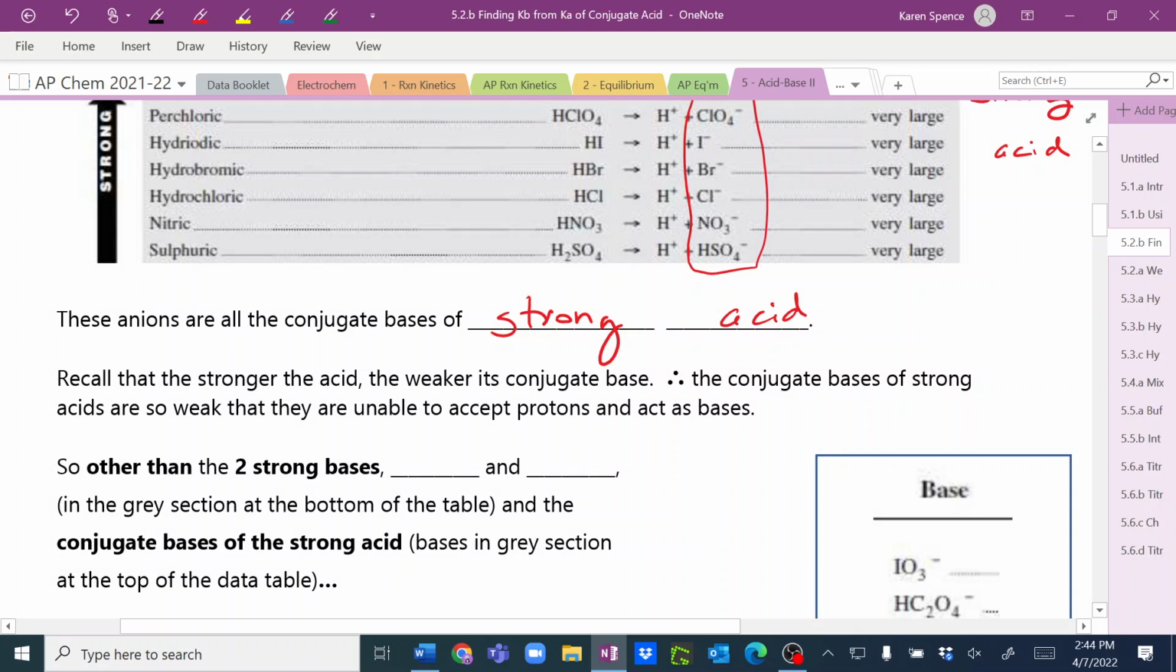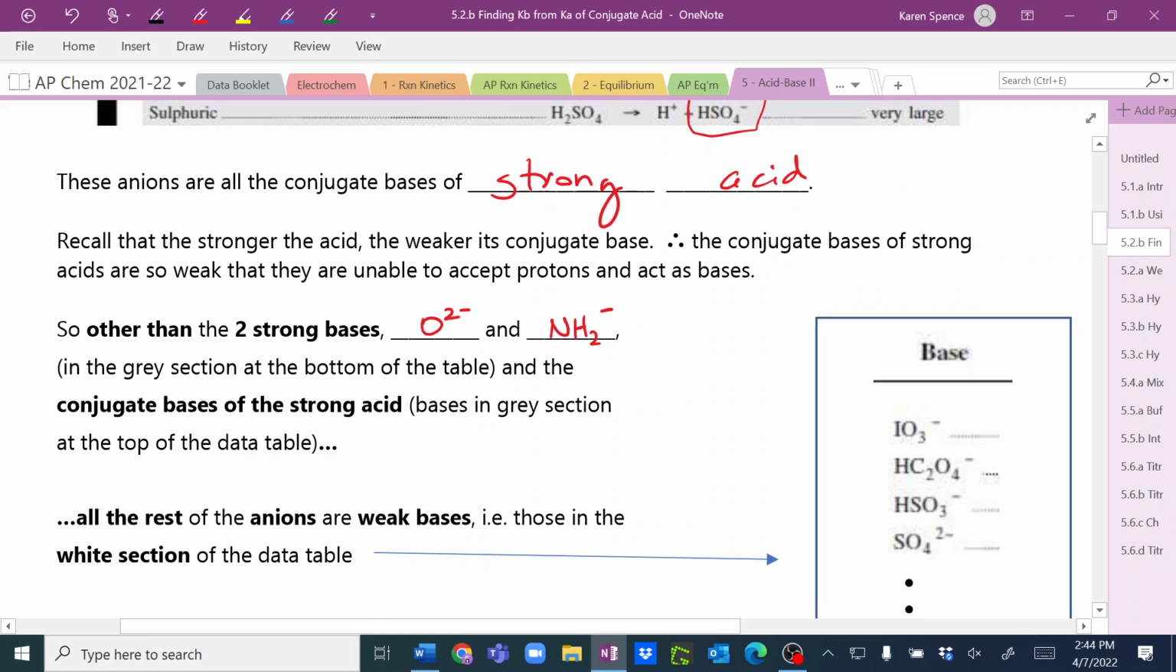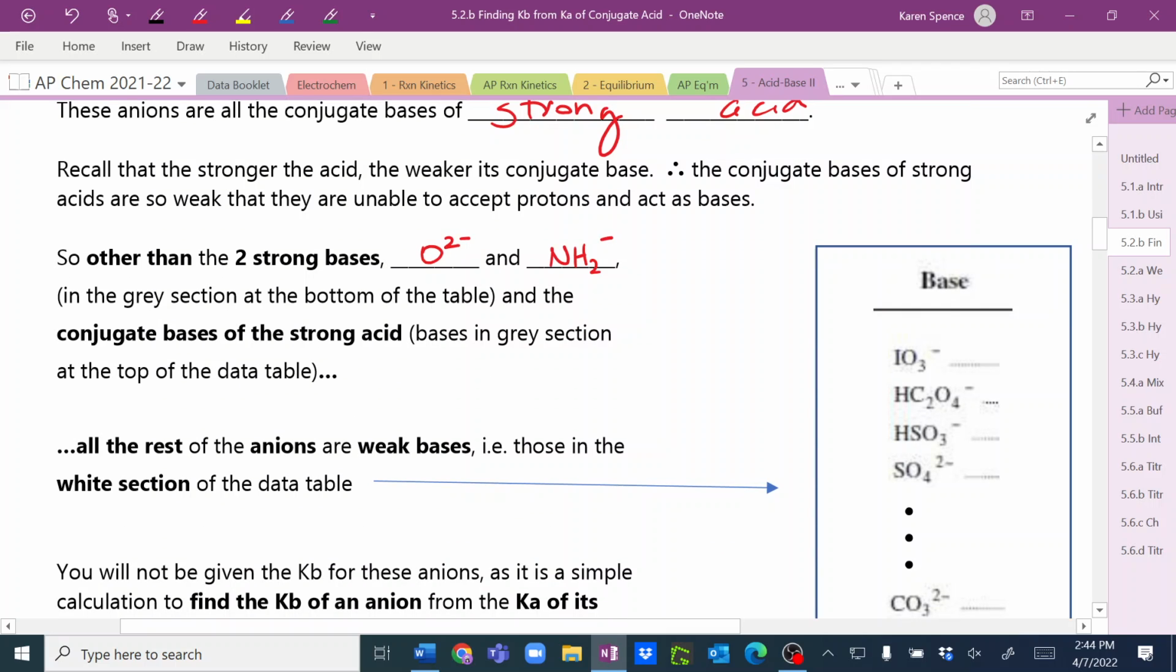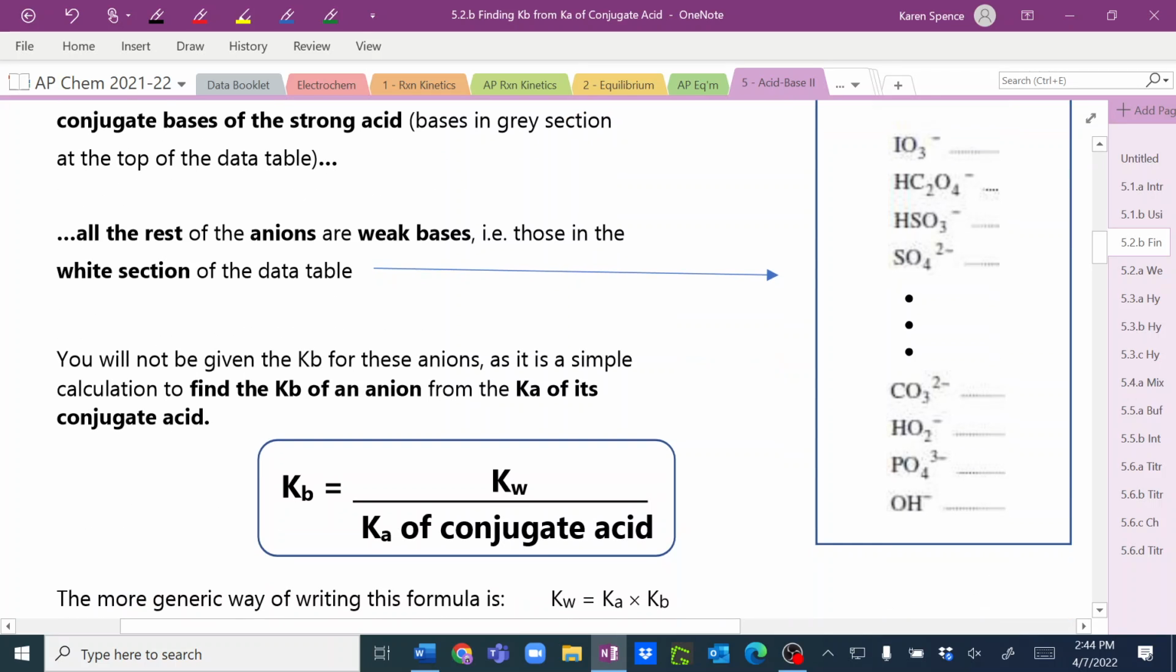So other than the two strong bases, what were the two strong bases? O2 minus and NH2 minus, in the gray section at the bottom of the table, and the conjugate bases of the strong acids, all of the rest of the anions in the table are weak bases. So everything in the white section, all the way from IO3 minus all the way down to OH minus.